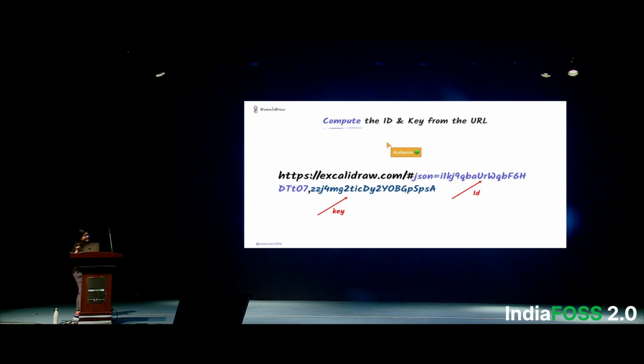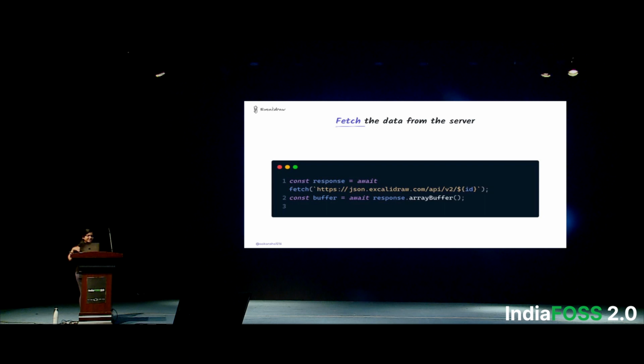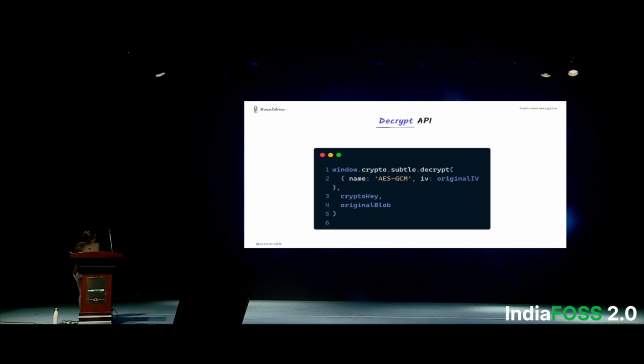So now you have the ID and you have the encryption key, which I have shared with you. Since you have the ID, just get the data from the server, which I had uploaded. So you have the buffer now. You have that buffer which I had uploaded to the server. Now, since you have the buffer, let's try to decrypt the data. Let's look at the decrypt API.